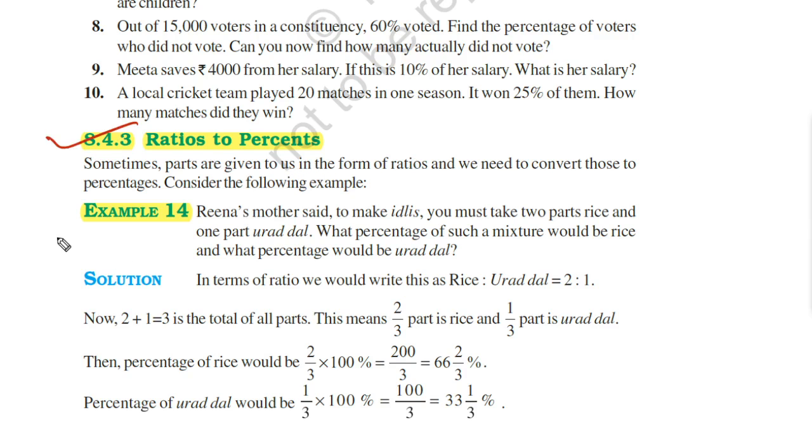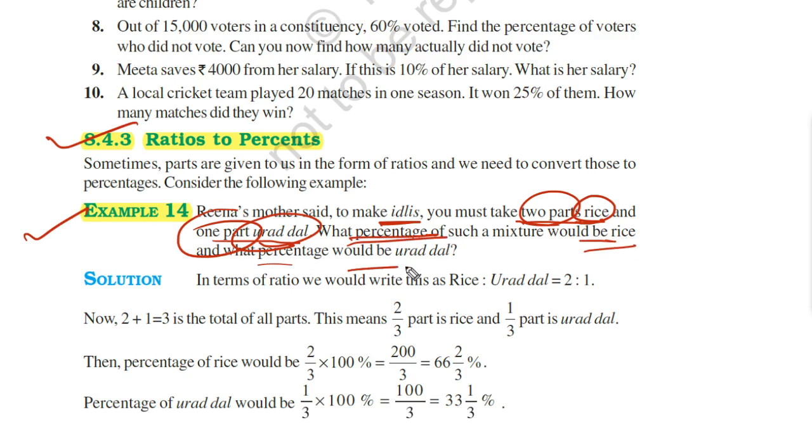So here we'll start with one example. Rina's mother said to make idlis, you must take 2 parts rice and 1 part urad dal. So what do you need to make idli? Rice and urad dal, and their parts are 2 parts rice and 1 part urad dal. What percent of each mixture would be rice? We need the percentage of rice and the percentage of urad dal.